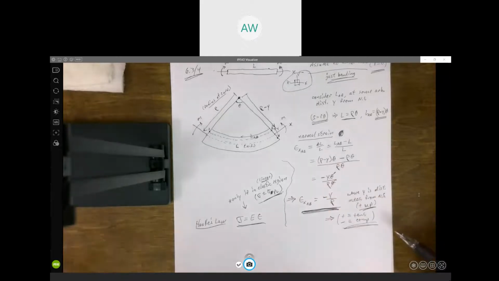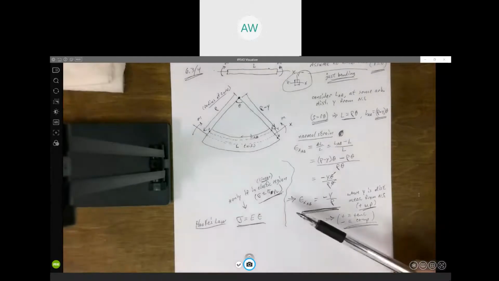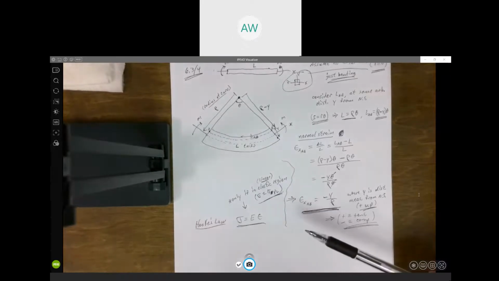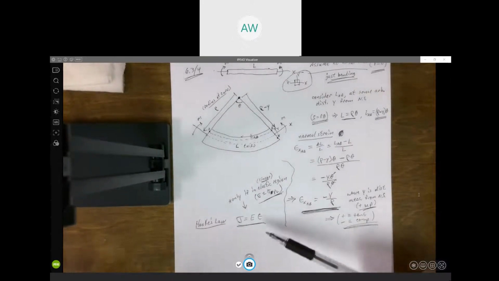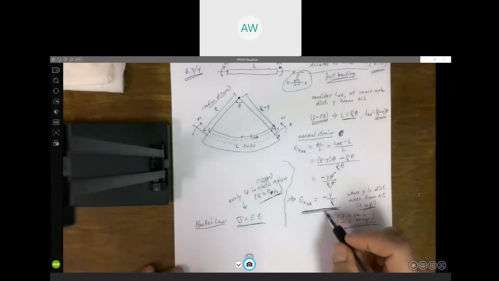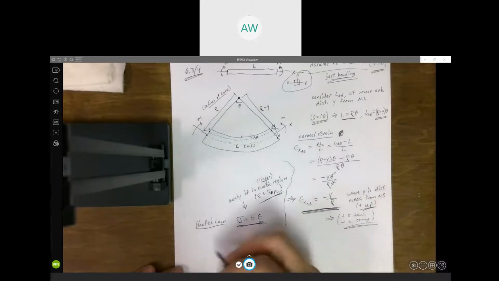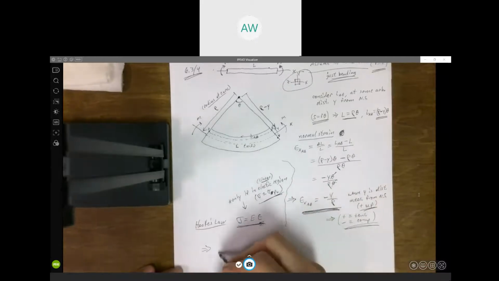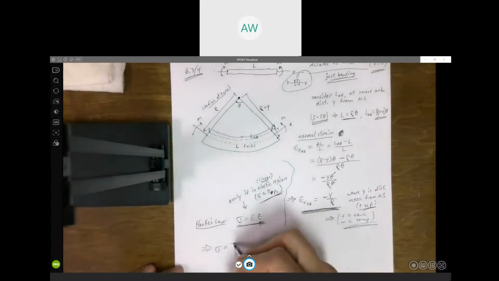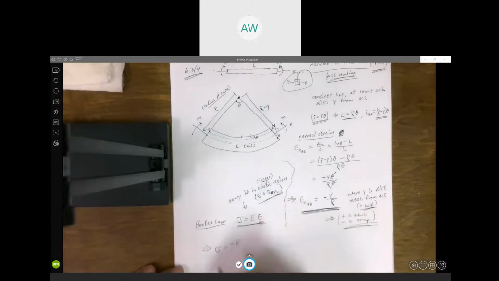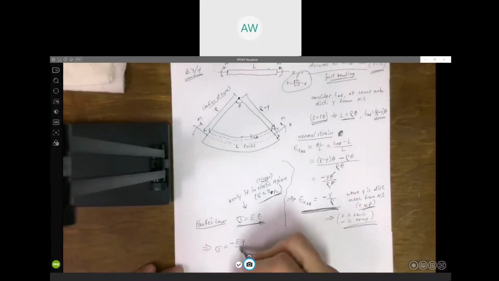Right? We're not going to intentionally have a structure that's being permanently deformed. So we're going to design the structure so that the stresses are less than that proportional limit, and Hooke's law does apply. So all we're going to do is take what we just got for strain, plug in here for strain, and we get stress is equal to minus E times y over rho.